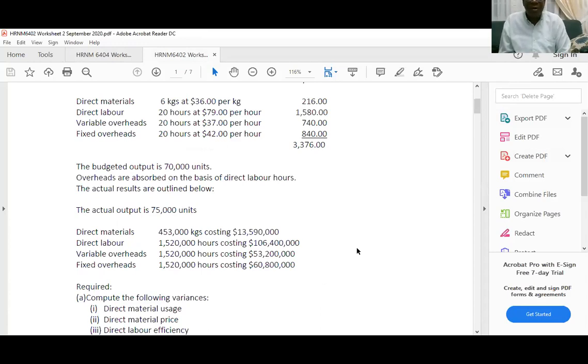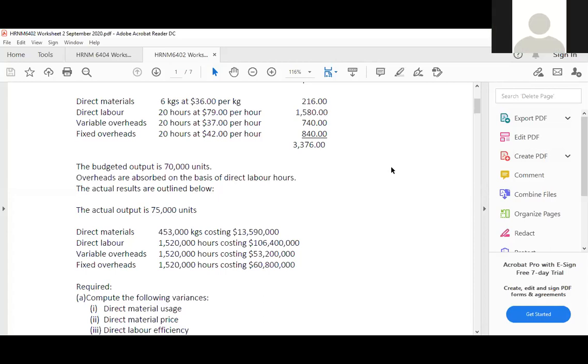What is our expected price per kilogram? What are we paying for each kilogram of material? $36 per kilogram. That's what we expect to pay. But what did we actually pay? $30 per kilogram. Now, how did we get $30 per kilogram?